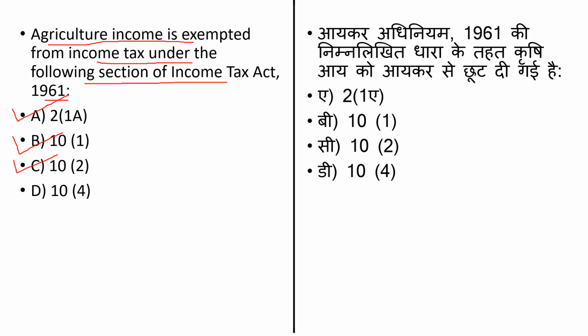Section 10 clause 2 is provided for the exemption of income received by the taxpayer in his or her capacity as a member of HUF. Please remember this. This is for the HUF. HUF means Hindu Undivided Family. Okay. And the last option is section 10 clause 4, certain interests to non-resident. The correct answer here will be option number B, section 10 clause 1.